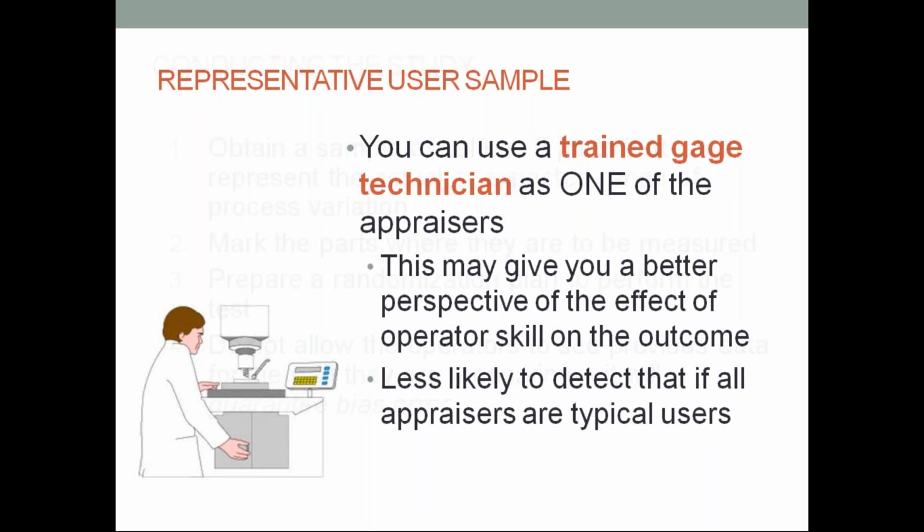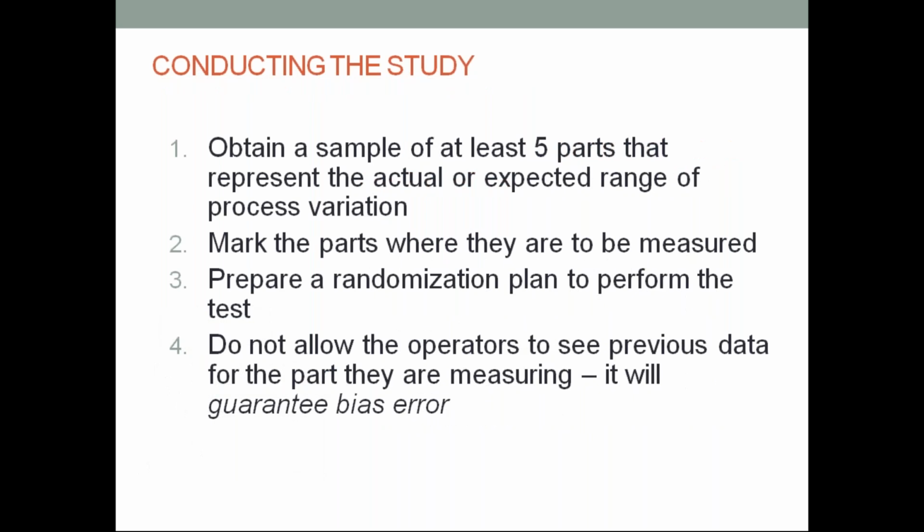How do you conduct a study? First, you obtain a sample of at least 5 parts that represent the actual or expected range of process variation. You will never get a Gage R&R to work if the parts are identical. One of the key things that the Gage R&R is trying to figure out is if you have 5 parts within the process variation, can you tell them apart? If you can't, then it's not enough resolution in that gauge to find out what's going on in your process.